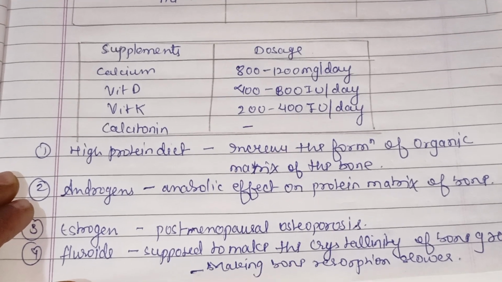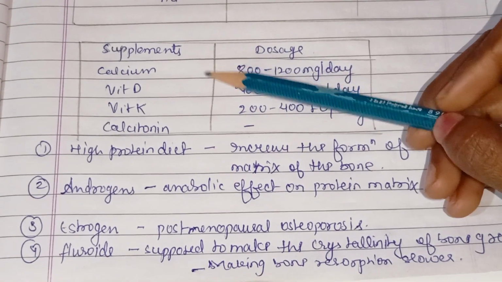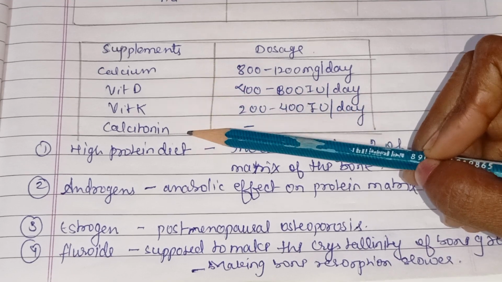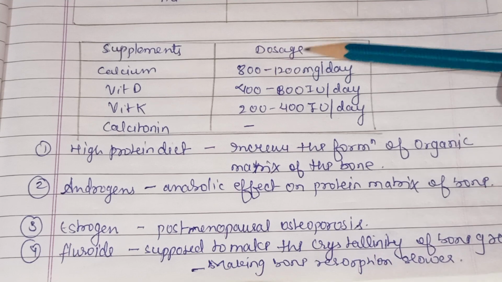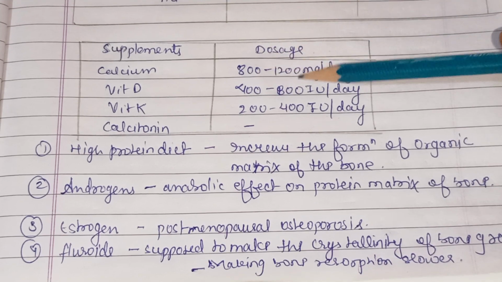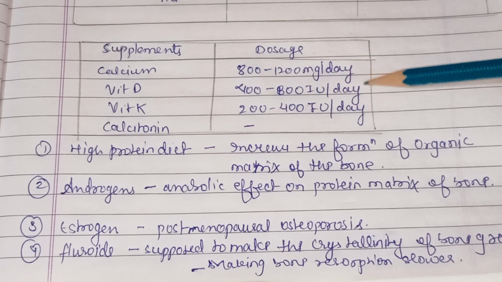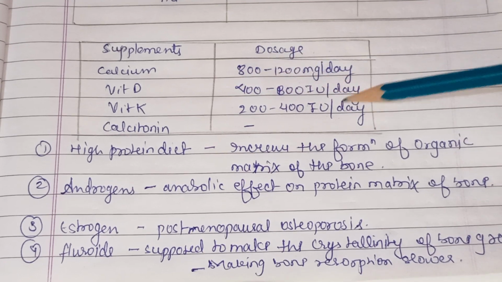The supplements given to patients of osteoporosis are calcium, vitamin D, vitamin K, and calcitonin. Here the doses are written: 800 to 1200 milligram per day for calcium, vitamin D 400 to 800 international units per day, and vitamin K 200 to 400 international units per day, and calcitonin.